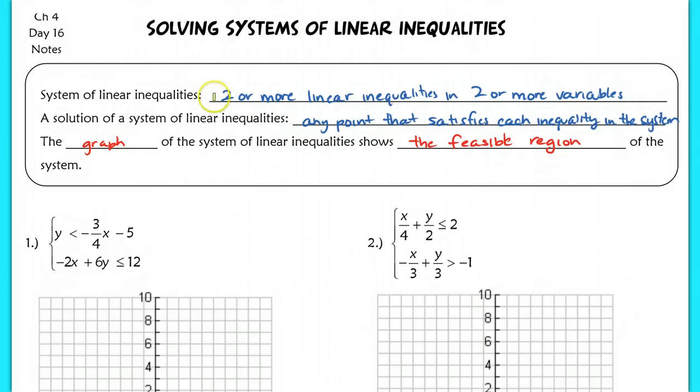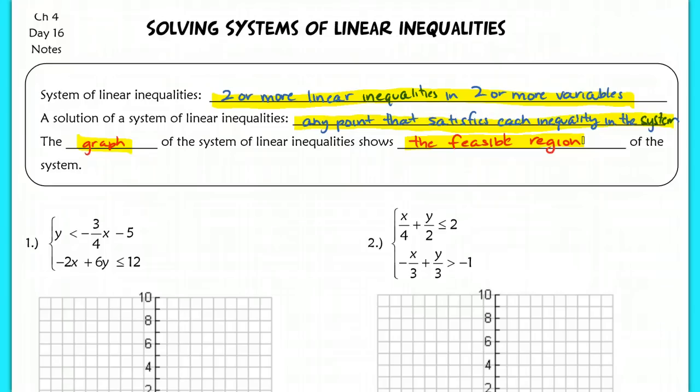So I would like you guys to pause and make sure you copy this stuff down. You can check with the key too. But basically, you're solving very similar to what we did in a system of equations. Now the solution, though, of a system of inequalities is not just one point, it's any point. So it can be lots and lots, it's actually an infinite number of points that satisfies each inequality in the system. Now to tell what satisfies the inequality, you're going to graph the system and then show what's called the feasible region, which shows every single point that satisfies the systems of inequalities.